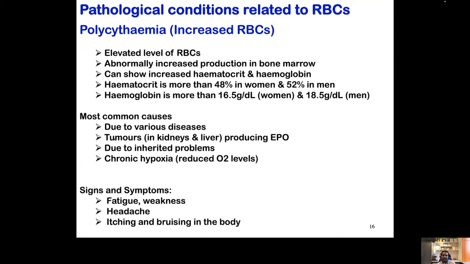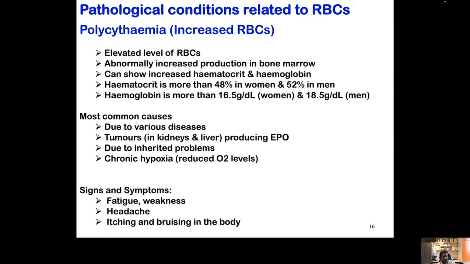Okay, next one is what will happen if you have an increased amount of red blood cells? This condition is called polycythemia, which means increased level of red blood cells. It's caused by abnormally increased production in the bone marrow. For some reason, if the bone marrow has problems, it will continuously produce lots of abnormal red blood cells. And it can show increased hematocrit. Again, that's the percentage of packed red cell volume that will go up. Obviously, the hemoglobin level will also go up. The hematocrit here will be more than 48% in women and more than 52% in men. The hemoglobin level will be more than 16.5 gram per deciliter in women and 18.5 gram per deciliter in men.